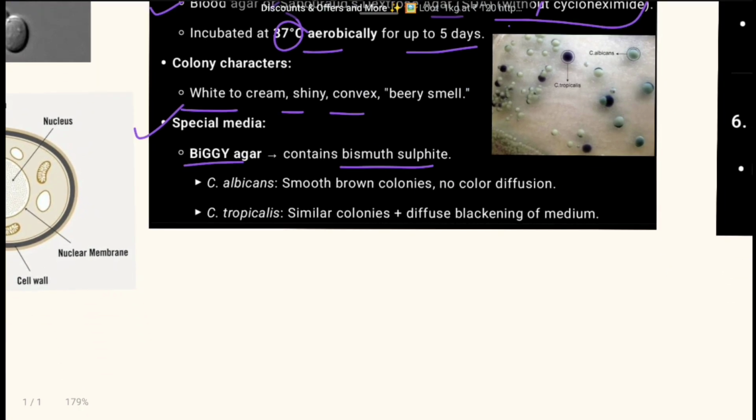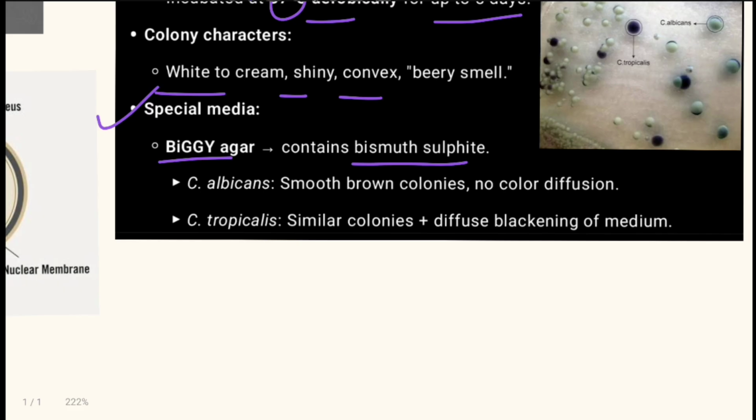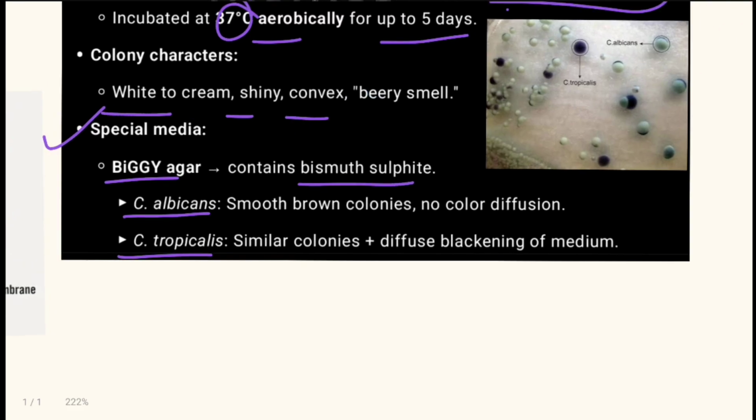So here is a differentiating media which differentiates Candida albicans from Candida tropicalis. Here, the colonies of Candida albicans are smooth, brown colonies with no color diffusion in the agar. Whereas in Candida tropicalis, the colonies look the same, but a diffuse blackening of the media will be noticed.